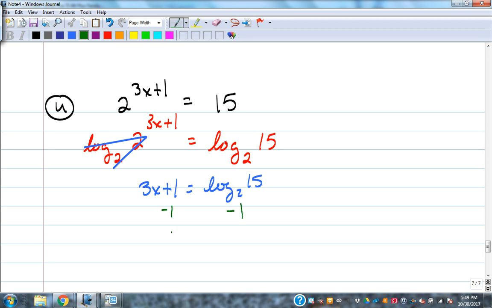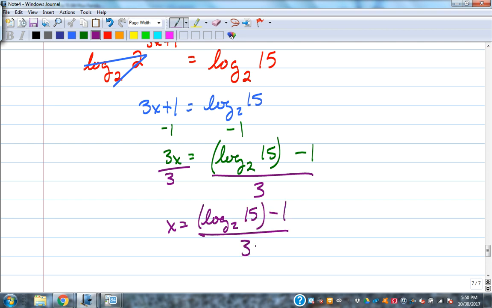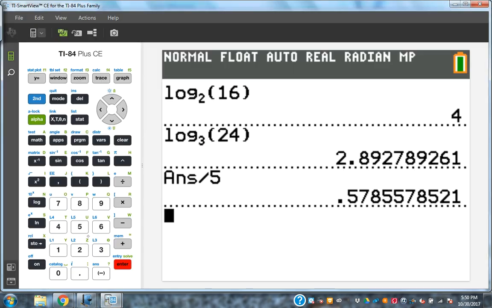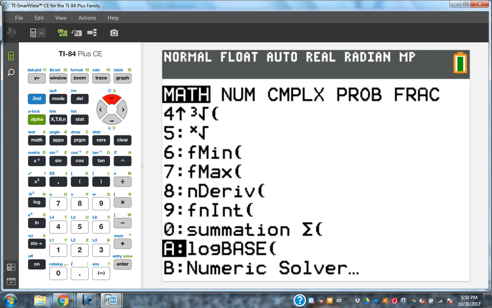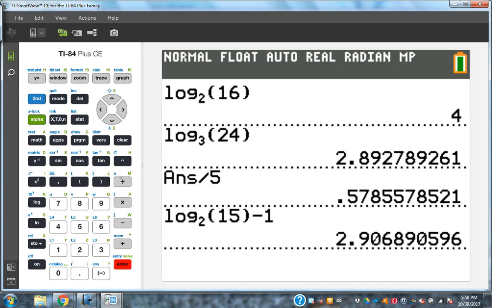Subtract 1. It's getting uglier. I'm going to put that in parentheses there. I think it makes it clearer that it's not log base 2 of 14. Divide everything by 3. So log base 2 of 15, minus 1, all divided by 3. And then we want to get a decimal approximation for that. Fun times. Math. Log base 2 of 15 and subtract 1. Divide that answer by 3.